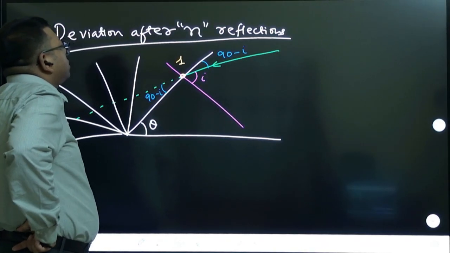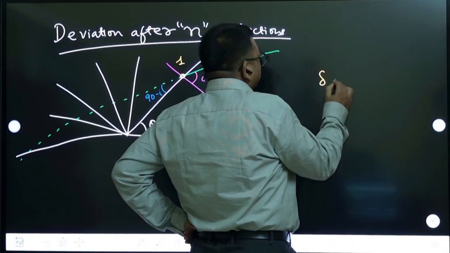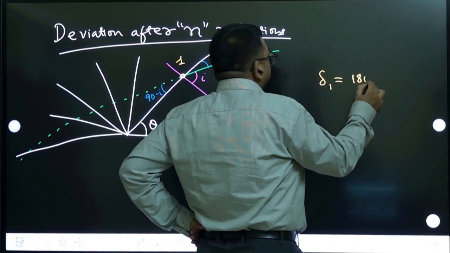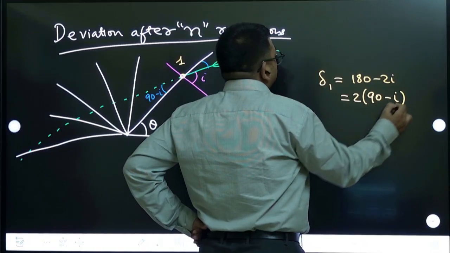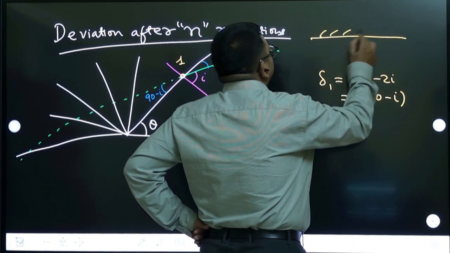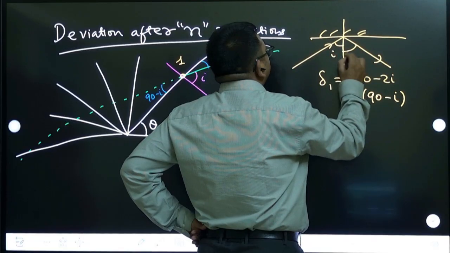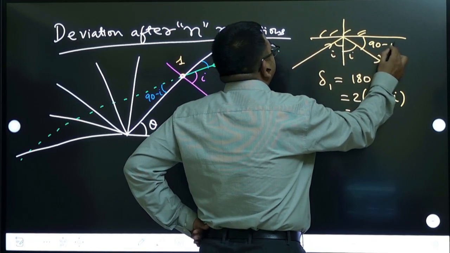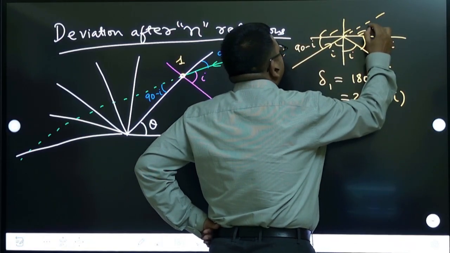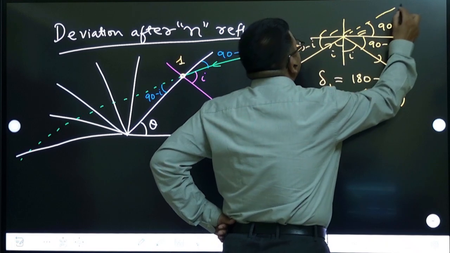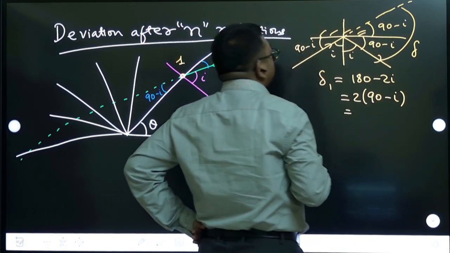180 minus 2i. Or you can say, that is the deflection for one place, 180 minus 2i. That can also be written as 2 times (90 minus i). If there is a mirror and a ray is coming and getting reflected, this is i, this is i. This angle is 90 minus i, this angle is also 90 minus i. And if you extend this ray, this angle also becomes 90 minus i. So this 2 times (90 minus i) is what the deviation is, right?